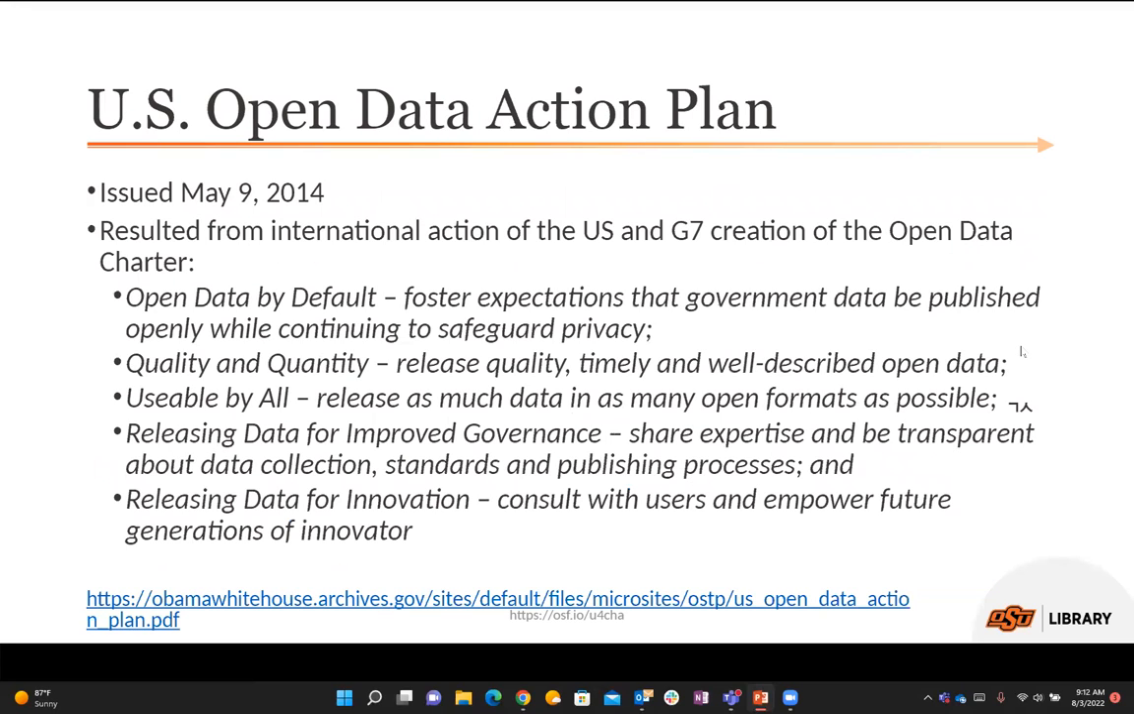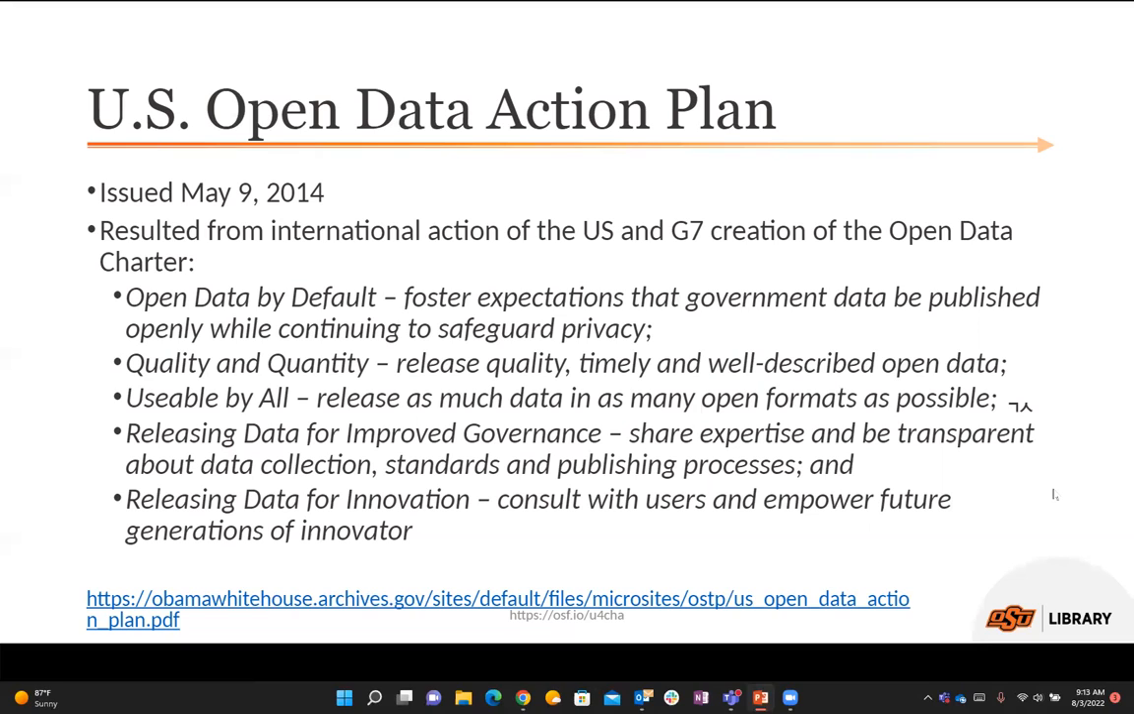So this was then implemented further outside the U.S. by a project where the U.S. worked through the G7 to create an open data charter. And so the 5 aspects of this included the same thing that was in the executive order about open data by default, and quality and quantity. It was intended to make sure that data that was released had been quality checked and that it was available in a timely fashion, usable by all.